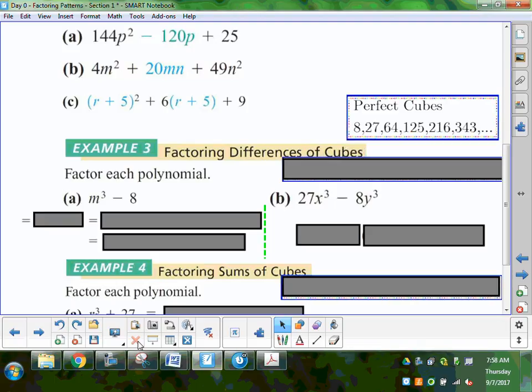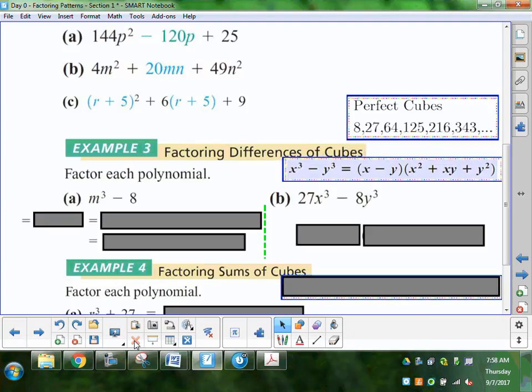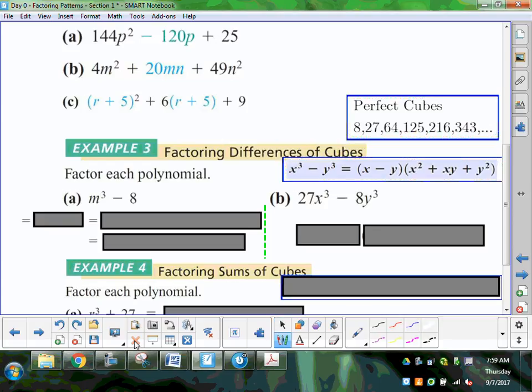So the first one you need to know is how to factor a difference of perfect cubes. Here's your formula for difference of perfect cubes. If you have x cubed minus y cubed, the factor pattern is a binomial and a trinomial. It's going to go x minus y, and then x squared, xy, and y squared. The signs are going to depend on whether it's a sum or a difference. In this case, since it's a difference, the signs going across are going to be minus plus plus.